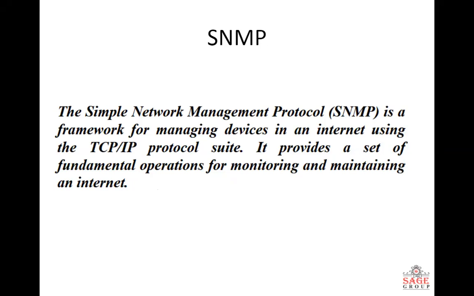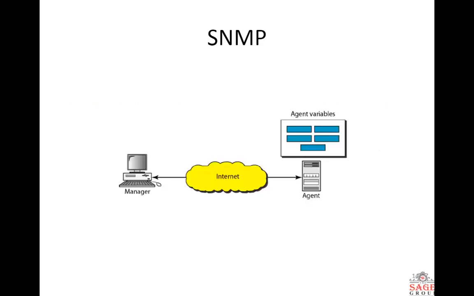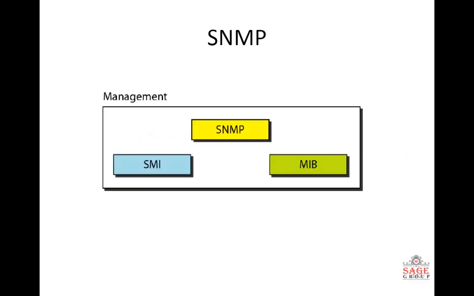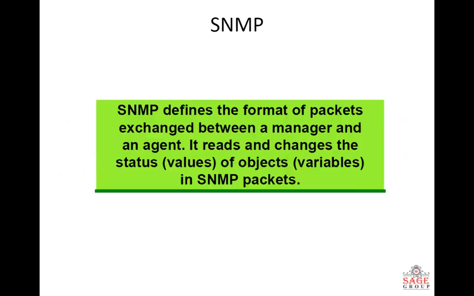Like in a larger network, you need some kind of protocol that works as a manager, that works as management. So it is basically a protocol which handles all the management, all the monitoring activities in the internet. It works in this manner: manager and the agent. Agent is a system which is a client machine, and all the activities are managed by the manager, that is SNMP. SNMP is a protocol that handles it with the help of SMI and MIB.